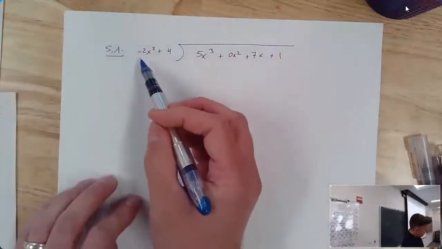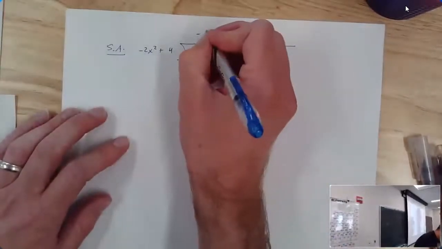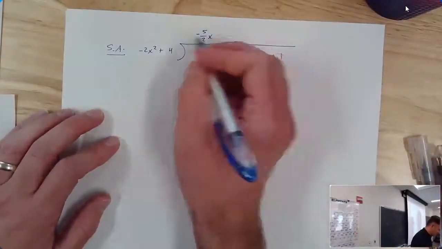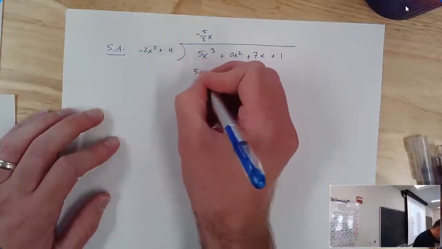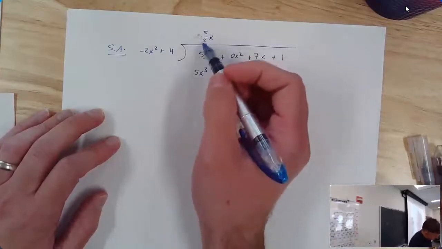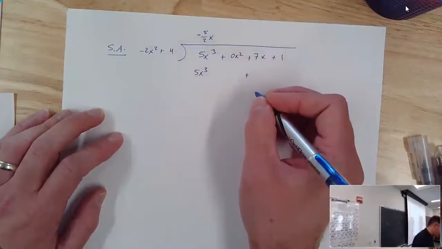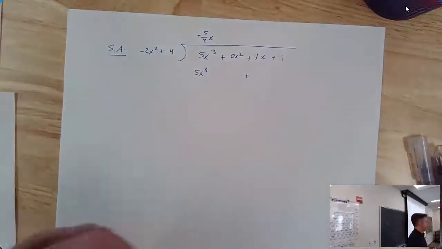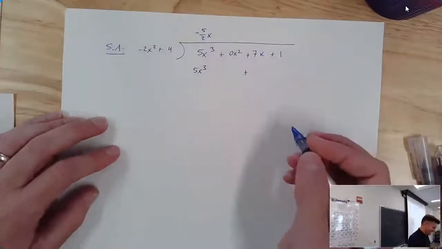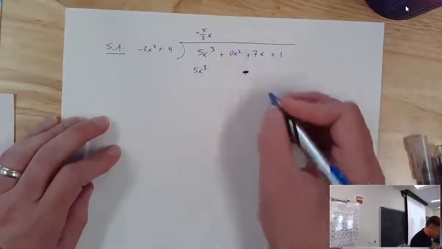Because when you multiply by negative 2x squared, you get 5x cubed. Negative 5 halves x. Nobody likes that. So negative 5 halves x times negative 2x squared is positive 5x cubed. And negative 5 halves x times 4 is positive something. Sorry, it's negative. Negative 5 halves times 4 is negative 20 halves, which is negative 10x.